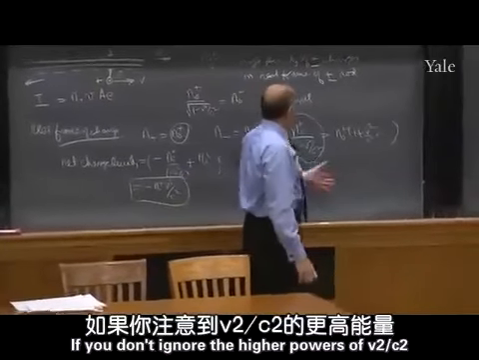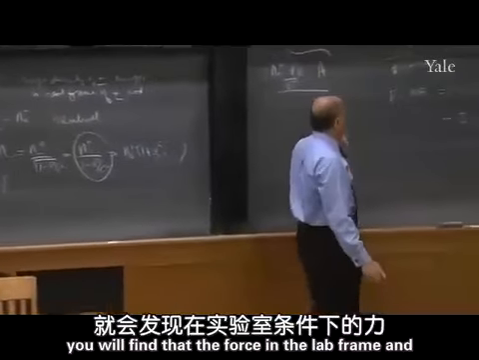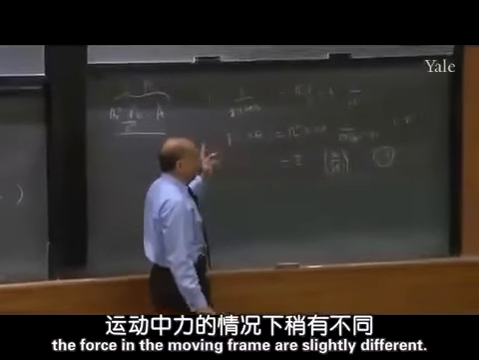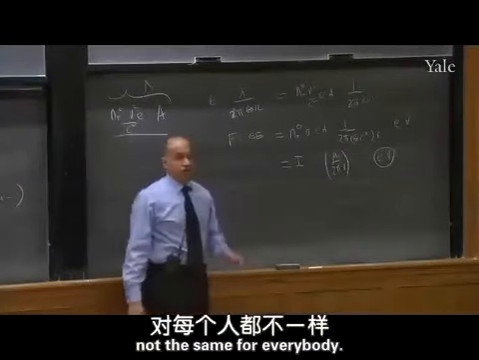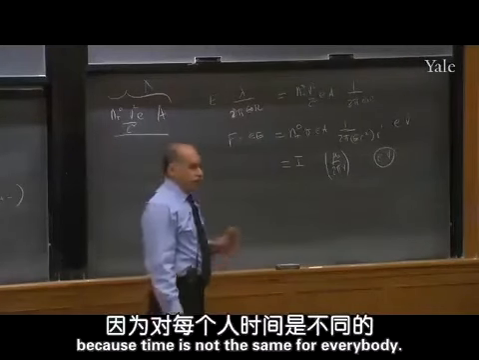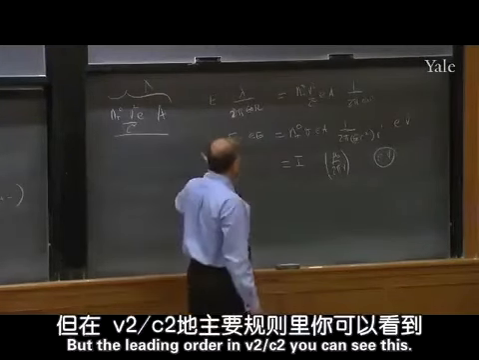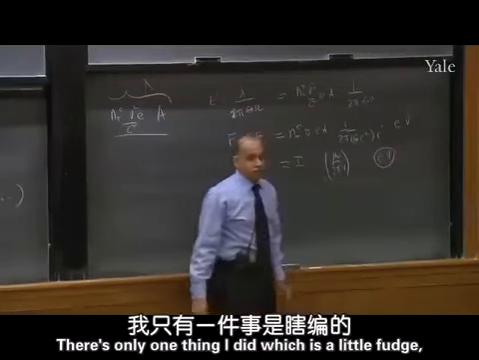If you don't ignore the higher powers of v squared over c squared, you will find that the force in the lab frame and the force in the moving frame are slightly different. That's because in relativistic theories, the force is not the same for everybody. The force for me and the force for you do not actually agree, because time is not the same for everybody. But to leading order in v squared over c squared, you can see this.